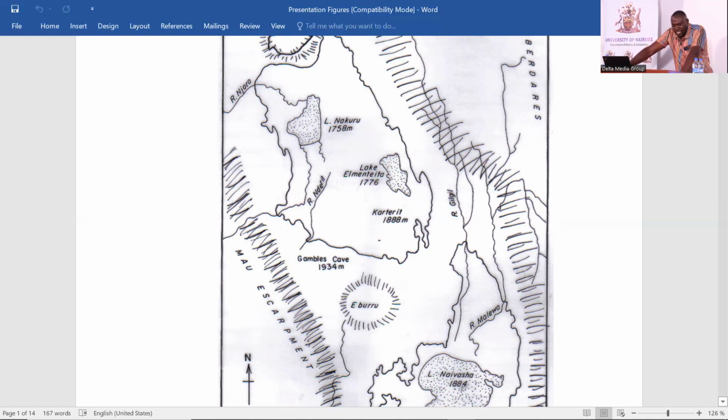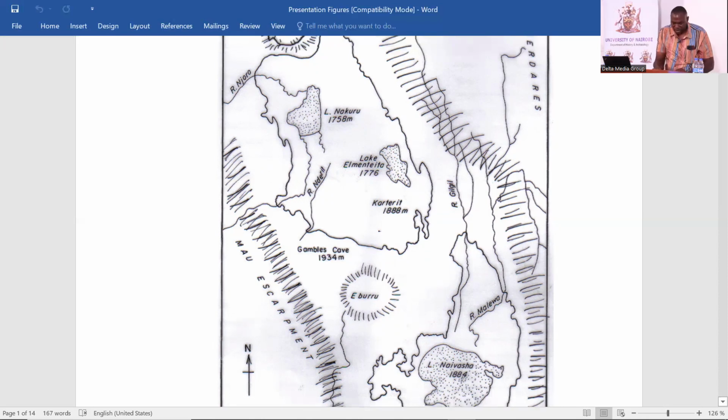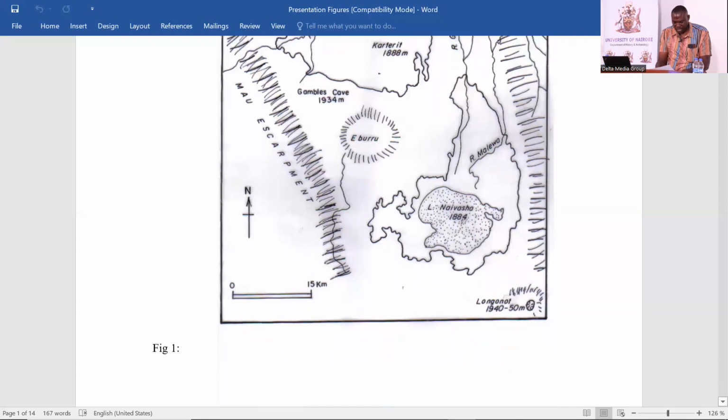I just want to say that studies on this area have been done extensively by, I think there is another figure, just a minute, I wanted it projected. Just a moment.